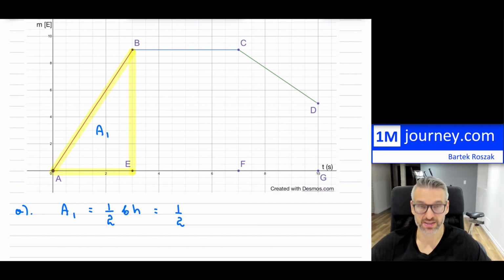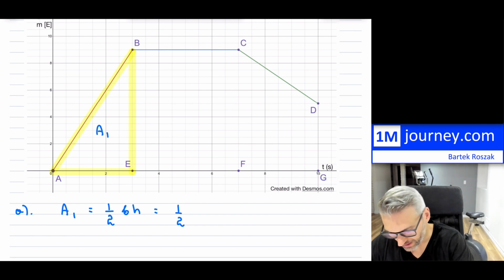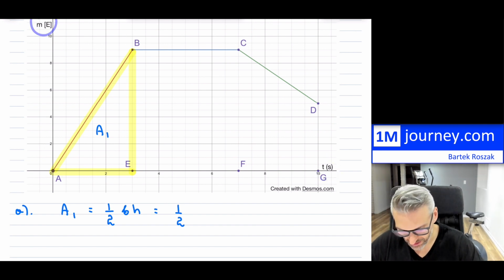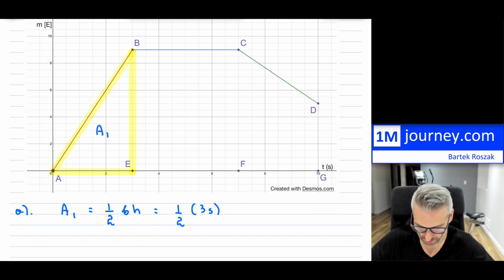And because they want the units, we can grab the units over here. Look at this, this is in seconds, and this is in meters. So in that case, this is 3 seconds right there. So that's what we would have over here if we wanted to find the base.